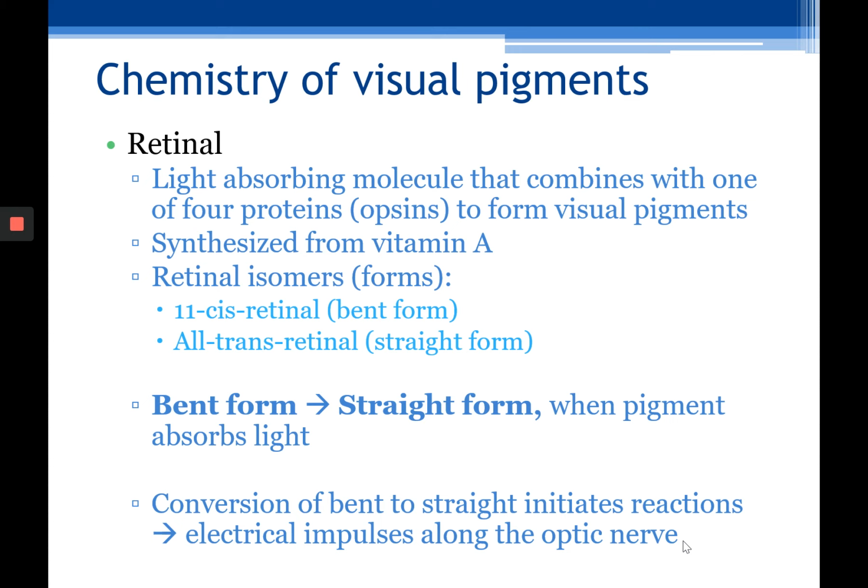The bent to straight form change is going to occur when the pigment, so rhodopsin, absorbs light. And we're going to see that this conversion of bent to straight is going to initiate reactions. The reactions are going to be ion channels opening, but that will cause an electrical impulse because we'll get a depolarization or an influx of sodium through those ion channels.